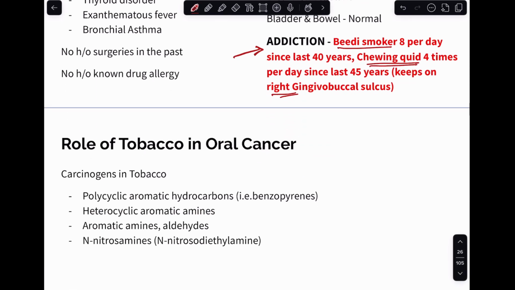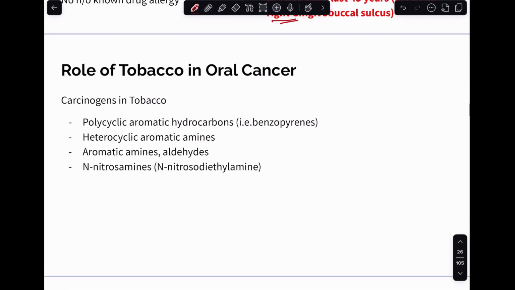Starting with tobacco, this person has been a bidi smoker, so they have been exposed to tobacco a lot. What are the carcinogens that we have in tobacco? These include polycyclic aromatic hydrocarbons like benzopyrenes, heterocyclic aromatic amines, some aromatic amines and aldehydes, and more importantly, the nitrosamines, for example, N-nitrosodiethylamine. So these are all the carcinogens in tobacco.